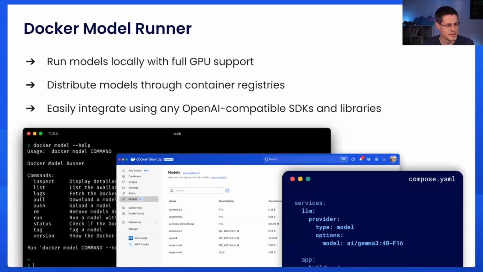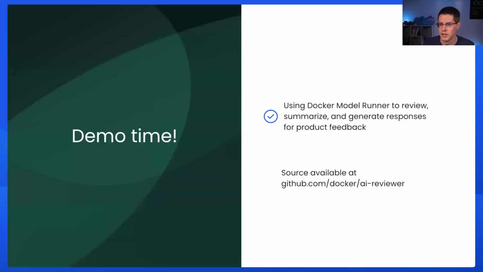Okay, so let's do a demo of that. I'm going to switch in this case over to DISA. I'm going to use Docker Model Runner to review, summarize, and generate responses for product feedback. This particular project is available at this source, and when we share out the slides and everything, you'll be able to get this as well.